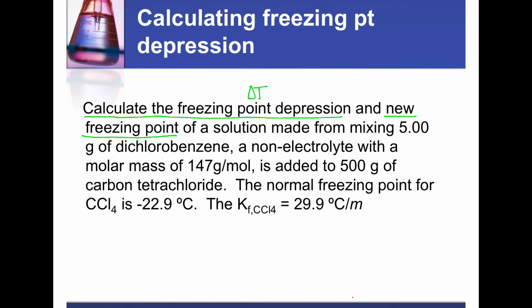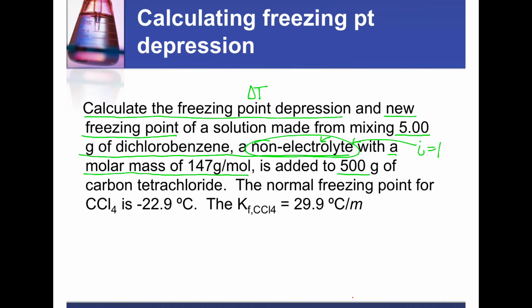And I'm working with 5 grams of dichlorobenzene, which is a non-electrolyte. The fact that it's a non-electrolyte tells me that the I is 1. It doesn't make any ions in solution. For every one of these dichlorobenzenes I put in solution, I get one particle, one dichlorobenzene. It has a molar mass of this.